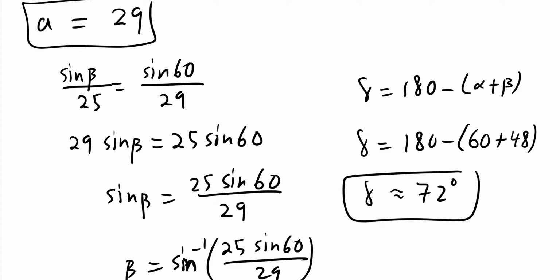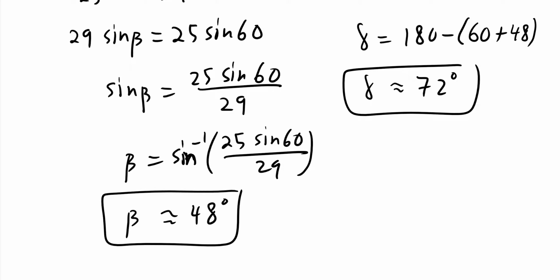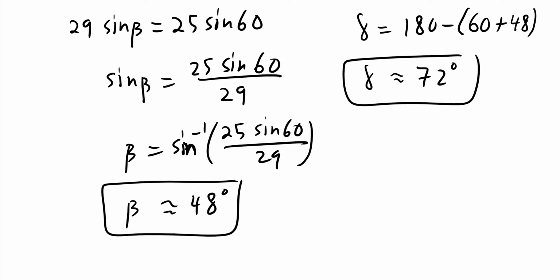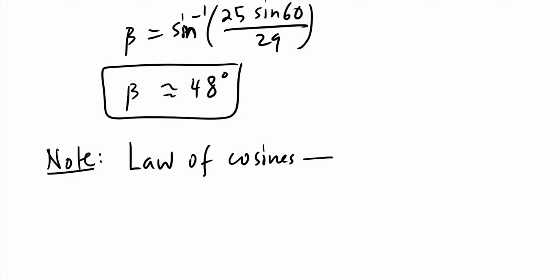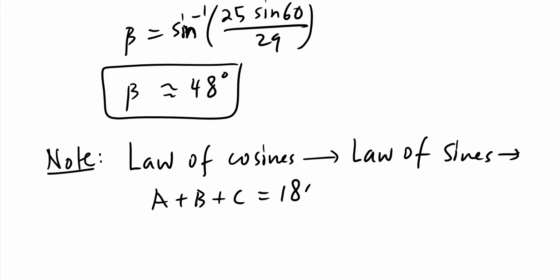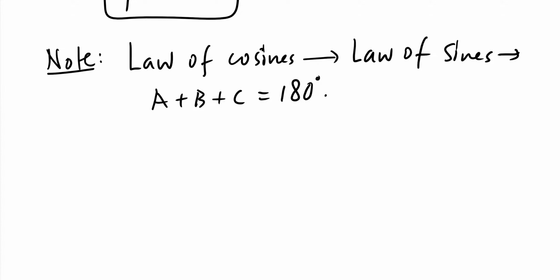So can I use the law of cosines to find what I found here for beta? Yes, you can, but it's going to be a lot of work to do that. And why is that? So before I do this, as a note, usually this is how it works. Law of cosines if needed, then law of sines. I'm just trying to make it easy for you. And then A plus B plus C equals 180 degrees. The steps are important. This is important.